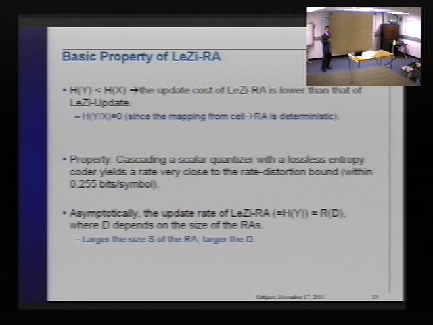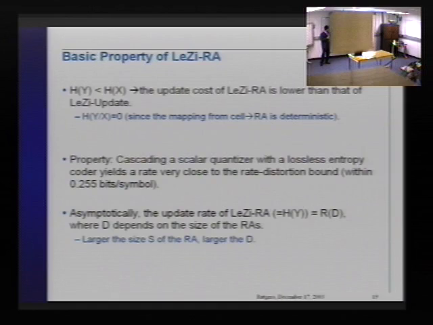And now I'm just giving you some results again from classical information theory. In general, you cannot reach the rate distortion bound by just doing a scalar quantization followed by entropy coding. You need vector quantization to do it. I would love to do that, except that I can't think of a practical way to do this, in that we want to keep the system simple. However, if you cascade a scalar quantizer with a lossless entropy coder, then there are results that say you can get very close to it.